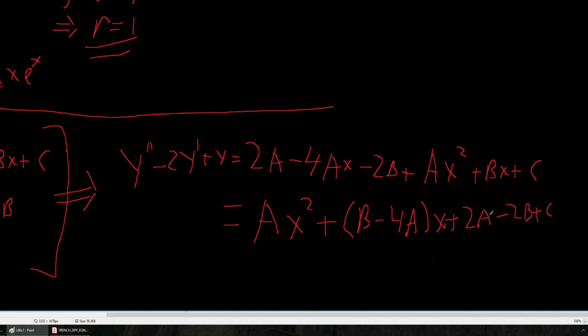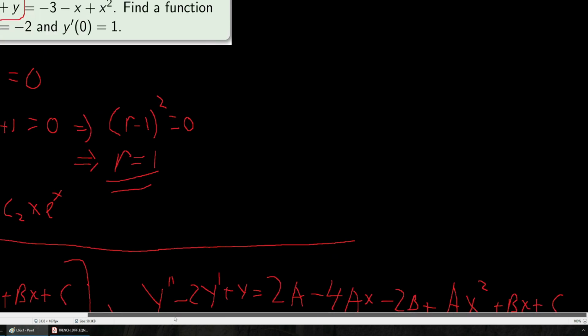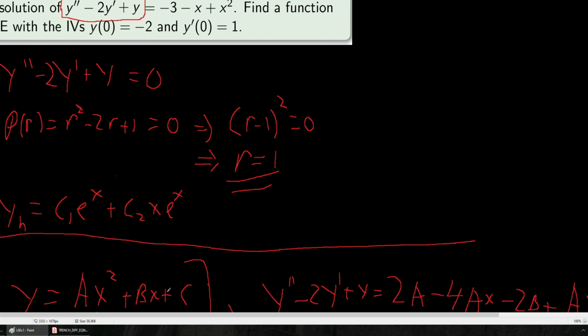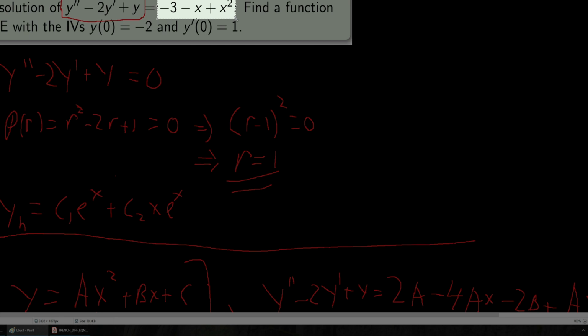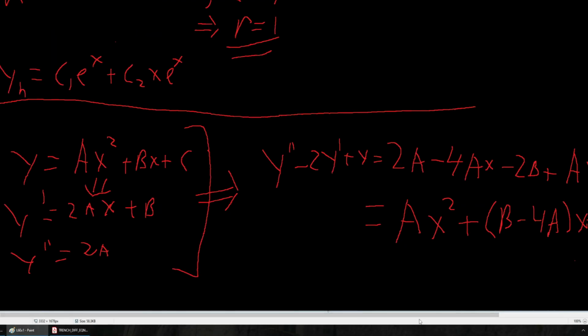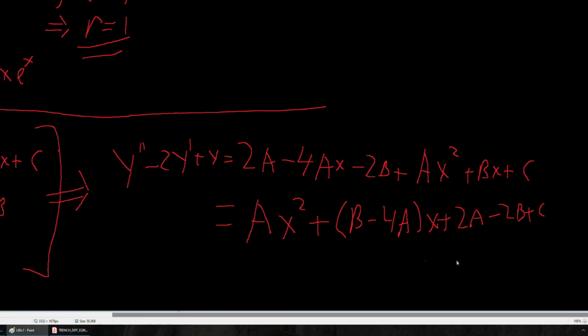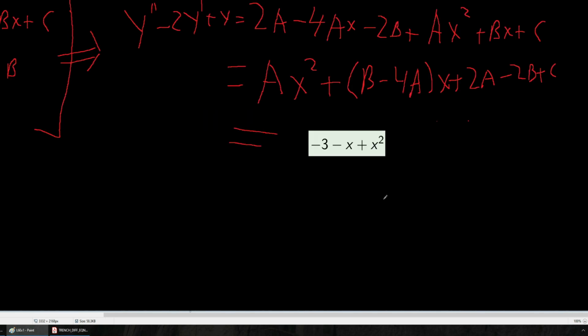Okay, so how this helps me is that if y is of this form, then this differential equation turns into the statement that this polynomial is simply equal to this thing here. This needs to be equal to this. So now what do I do? Well, this is really a linear algebra problem, right? Here I have two polynomials, they're equal, so that tells me that the coefficients have to be equal.